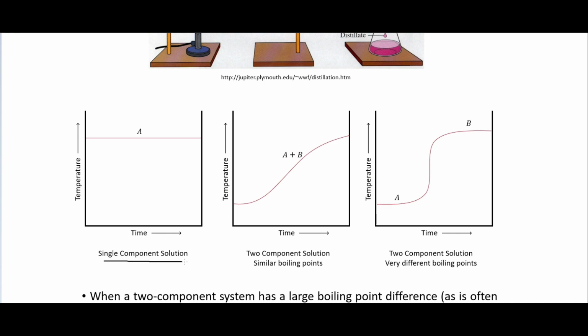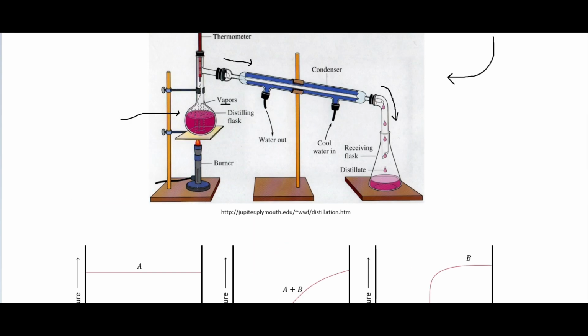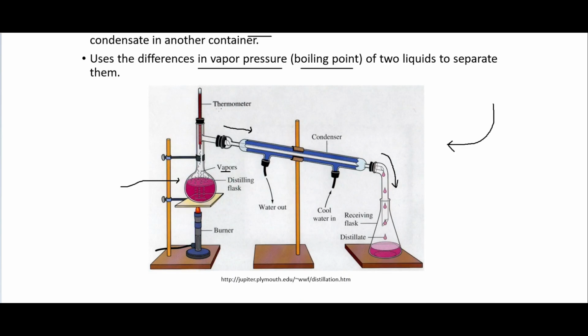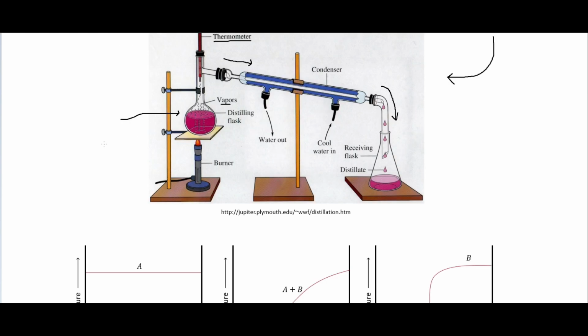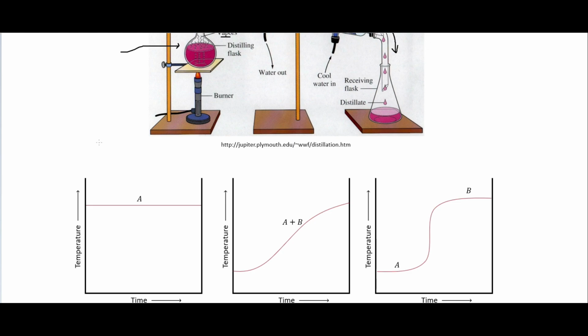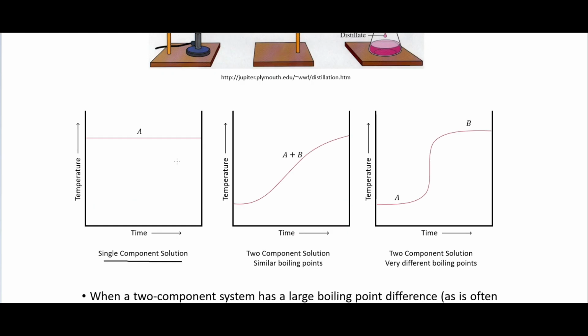And so, as I said, if we have a single component solution, or if the two components of our solution have exactly equal vapor pressures, then what we'll see is that the temperature over time will just stay constant. So as you are boiling this, we have our thermometer in here to keep track of the temperature. The temperature will not change as we boil this off because the solution is going to just have the same boiling point the entire time.